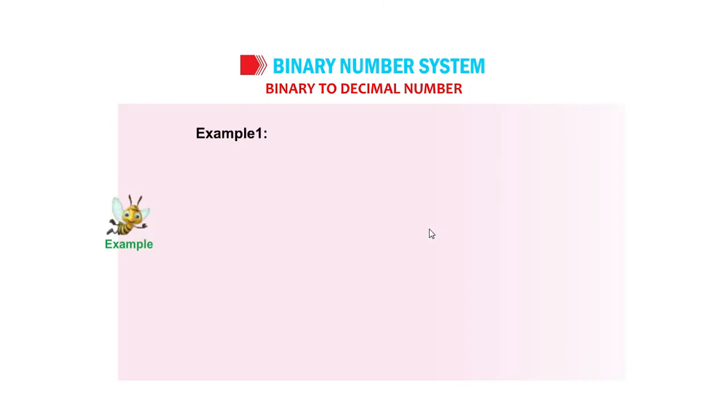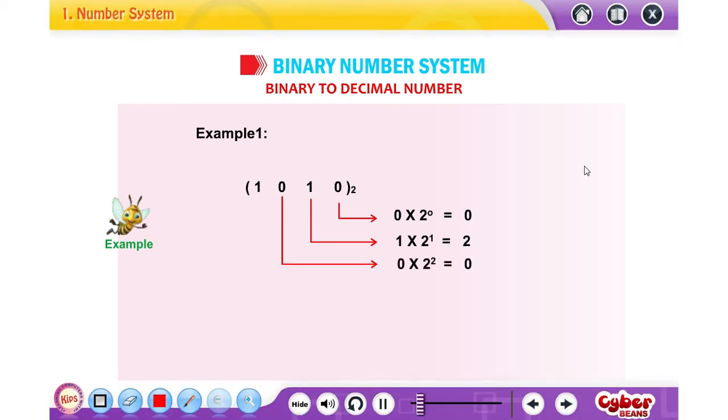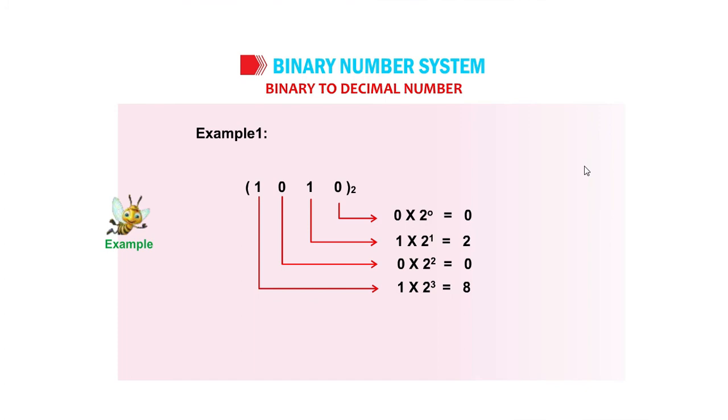Example 1. 1010 base 2. 0 into 2 raised to power 0 equals 0. 1 into 2 raised to power 1 equals 2. 0 into 2 raised to power 2 equals 0. 1 into 2 raised to power 3 equals 8. Thus, 1010 base 2 equals 10 base 10.